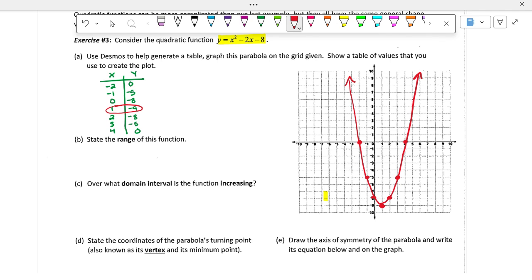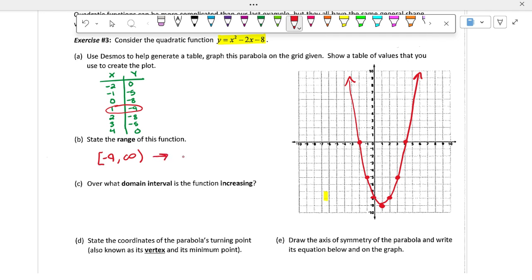Now, based off of this graph, what is the range of the function? We talked about this with the previous one. Remember, range is your y values. What is my lowest y value? -9 is. So -9 is my lowest y value, so we use a bracket. And where does it go to? What's the highest y value, technically? Infinity. These arrows mean it goes on forever. And we put a parenthesis.